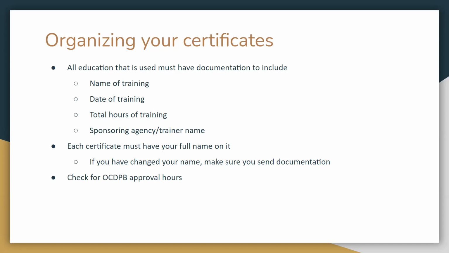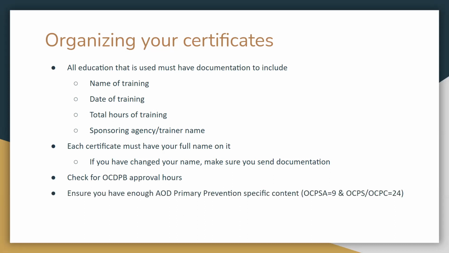And I'm going to show you how to do this, but you're going to check for, and there's one of those lovely acronyms we love in prevention, the Ohio Chemical Dependency Professional Board approved hours. And then again, make sure you've got enough of that alcohol and other drug primary prevention specific content. For the OCPSA, it's 9 hours. And for the S and the C, it's 24.